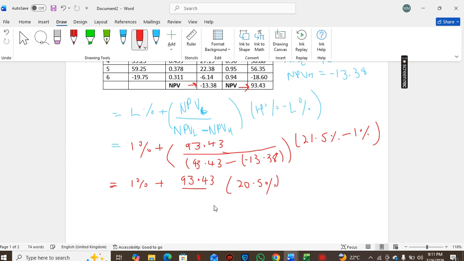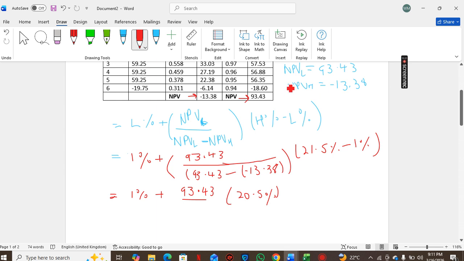NPVL minus NPVH. Why are we starting from NPVL? Because NPVL is the net present value with the lower discount rate. Oh, okay, because of 1%. Yes, the net present value when we use the 1% is 93.43. Okay, sir.